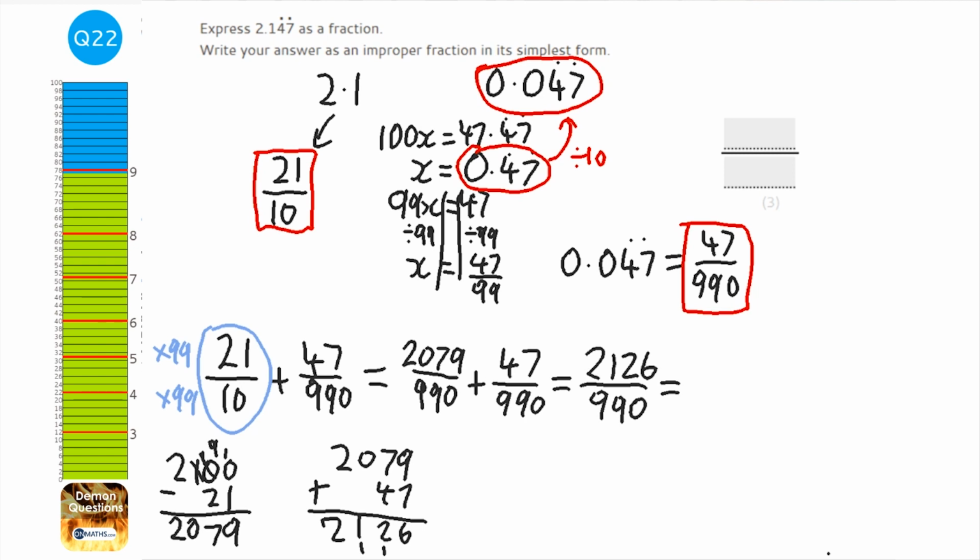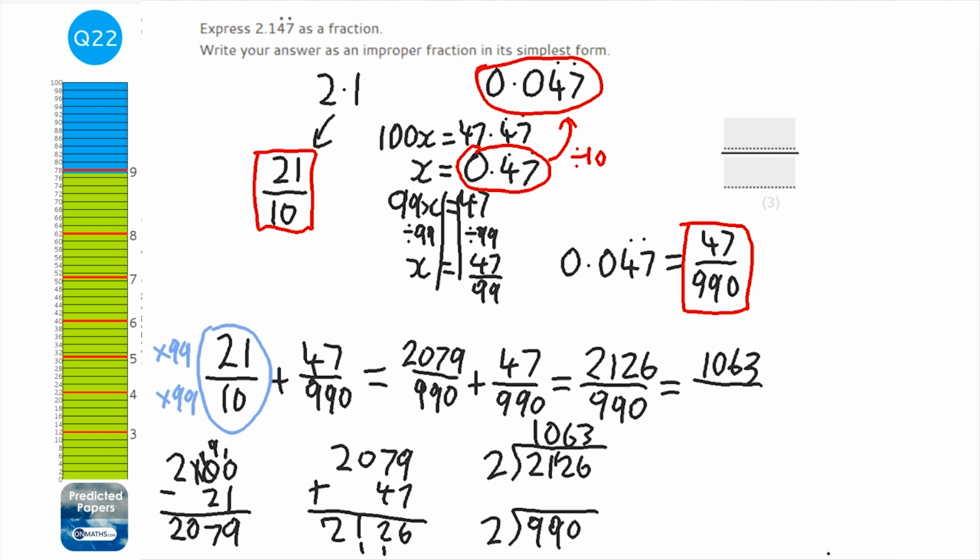Now they're both even numbers, so I now can divide top and bottom by 2. So let's have a go at doing that. I can do it with the bus stop method, why not? 2's into 2 go 1, 2's into 1 don't go, 2's into 12 is 6, 2's into 6 are 3. So it's 1063. And then half of 900's 450, half of 90's 45. But again, I can just do the bus stop method. 990, right. 2's into 9 go 4, carry the 1. 2's into 19 go 9, carry the 1, and 2's into 10 go 5. So it's 495.